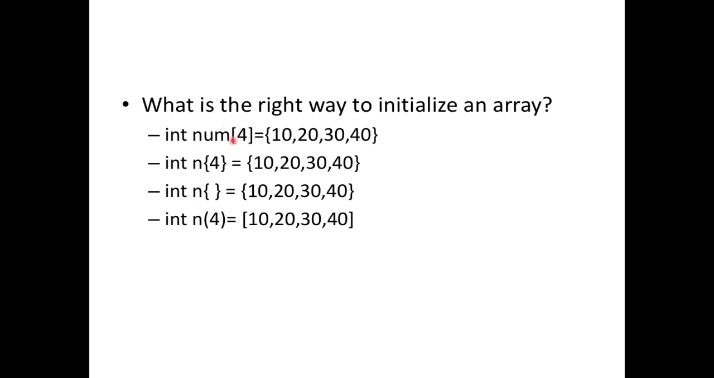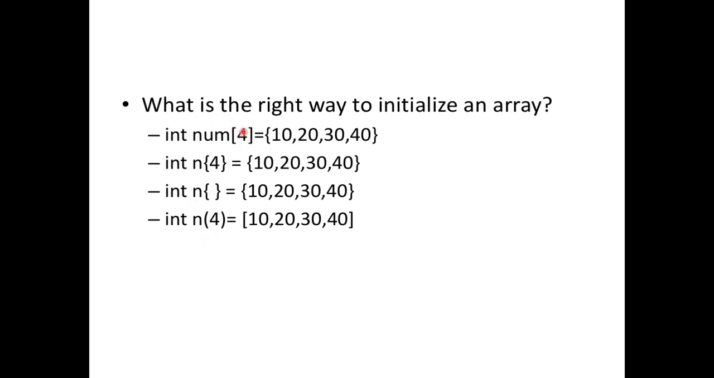So can you see the difference over here? The difference you could find here is with respect to the brackets. So this is having a square bracket, flower bracket and a round bracket. So where you can identify which is the right way to initialize an array. So which do you feel?